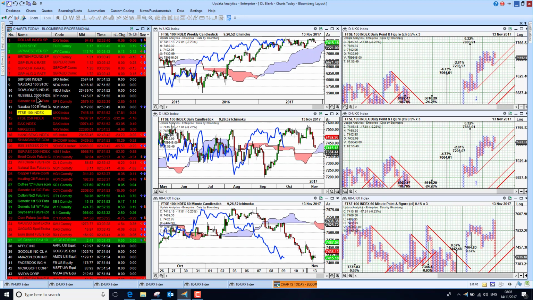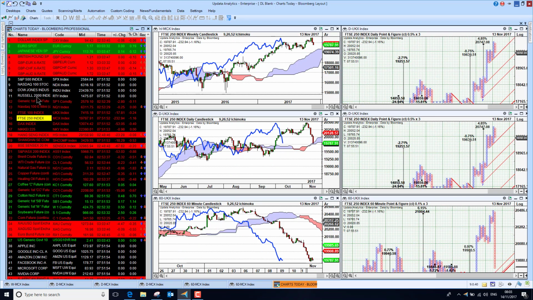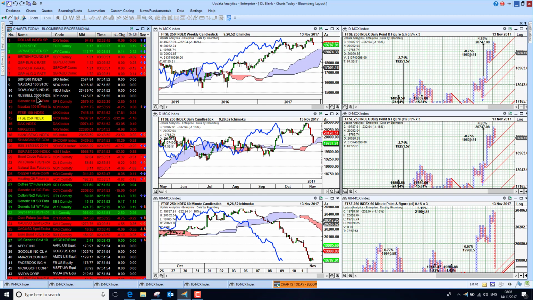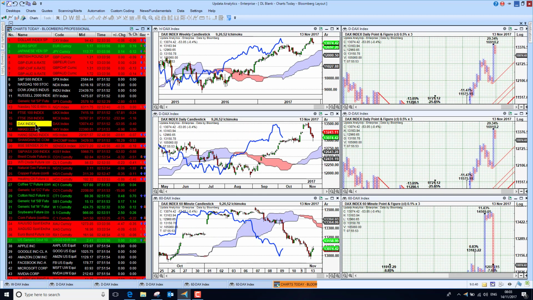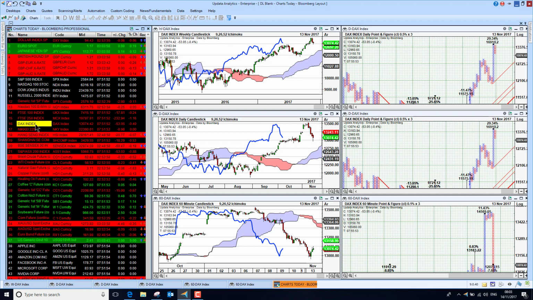The FTSE 100 index yesterday was fairly benign, although we are looking bearish below the cloud. The 250 really did fall away quite heavily. We had quite a weak session, and we're coming right back here. So UK stocks still looking a little bit worrying, and Brexit fears hanging over them.